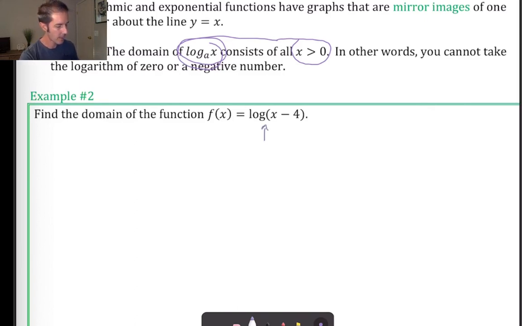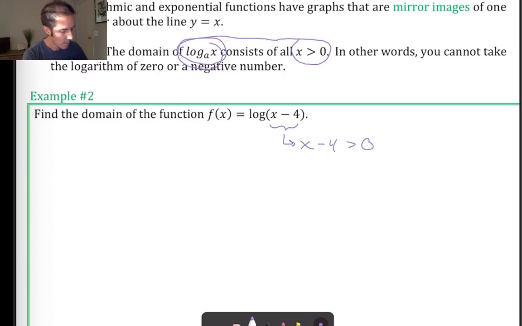Remember that if there's a log and it doesn't have a base written there, then we assume it's a base of 10. If it says ln for natural log, we know that that's a base of e. Regardless of whether it's log or natural log, base 10, base e, or any other base, this argument right here, in this case x minus 4, must be strictly greater than 0.